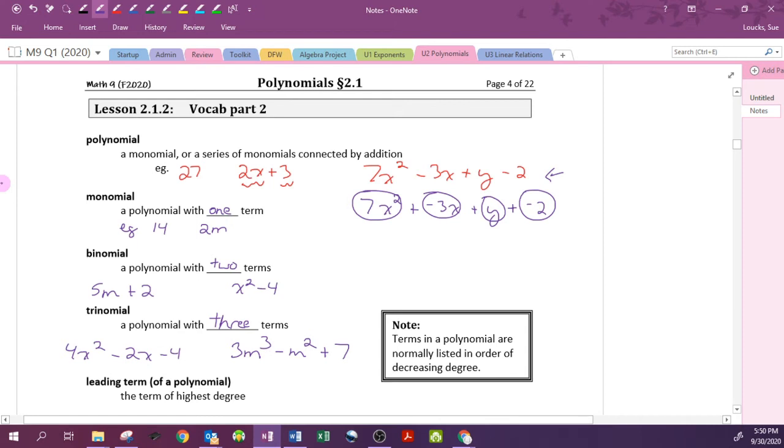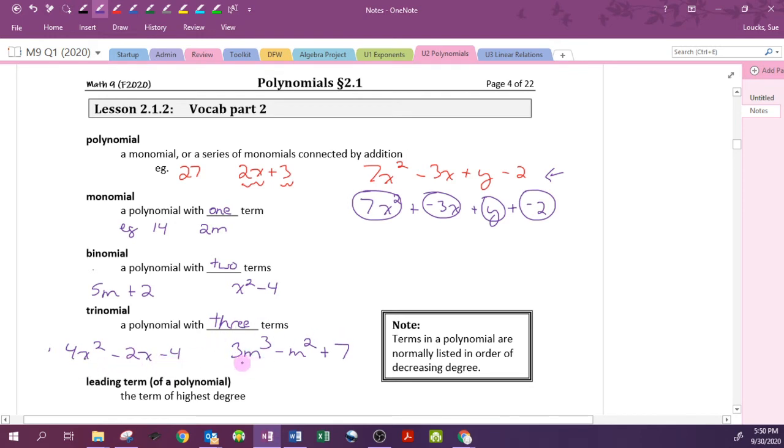So notice that all of these polynomials, the binomials and the trinomials I've done, I have listed each monomial within it, each term, in order of decreasing degree. So this term has a degree of 2, this term has a degree of 1, and this term has a degree of 0. So I've done them in decreasing order.